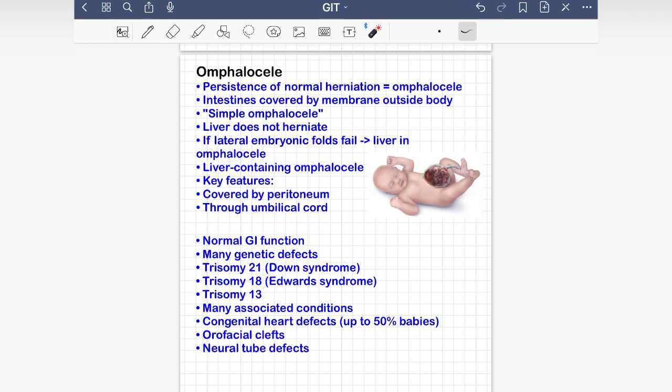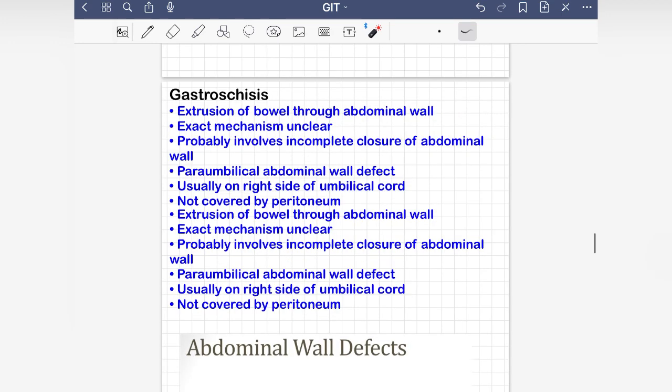A related congenital anomaly to omphalocele is called gastroschisis. Gastroschisis is the extrusion of the bowel through the abdominal wall. The exact mechanism is not clear. It probably involves incomplete closure of the abdominal wall. Importantly, the bowel will herniate through a para-umbilical defect. Sorry, it won't be through the umbilical cord. It is usually on the right side of the umbilical cord, and the intestines are outside of the abdomen and are not covered in peritoneum. And this distinguishes gastroschisis from omphalocele.